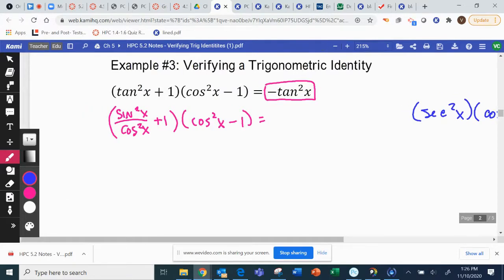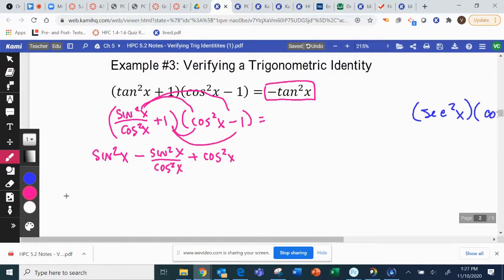Foil? Okay. So when I multiply my first term, what's going to happen to my cosines? Okay, so we're going to get sine squared x. And then we do my outer, we're going to get minus sine squared x over cosine squared x. Then we do our inner, we're going to get plus cosine squared x. And we do our last, we get minus 1.